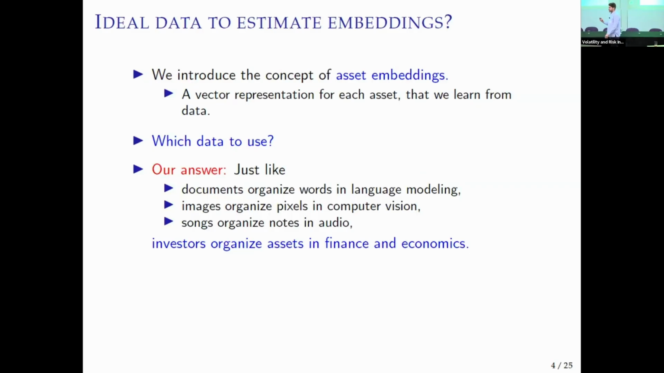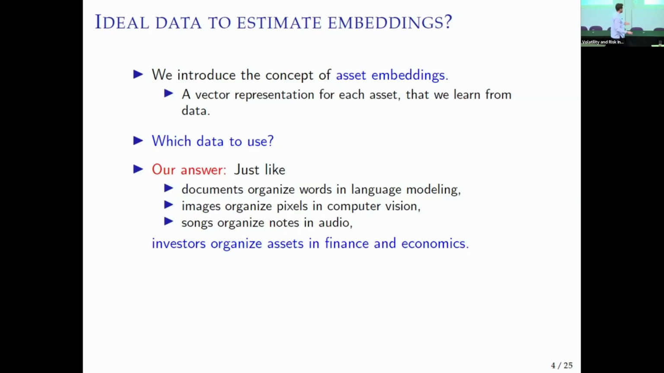Well, we're going to lean heavily on these analogies from the natural language processing literature. Just like documents organize words in language modeling, or images organize pixels in computer vision, or songs organize notes in audio, in financial markets, what do we have? We have investors that form portfolios in order to organize assets. Right? An investor goes out there, they pick the extensive margin of stocks that they're going to hold. They put stocks in certain positions in that portfolio, which gives some meaning to these underlying assets.